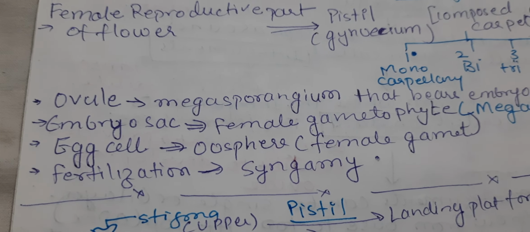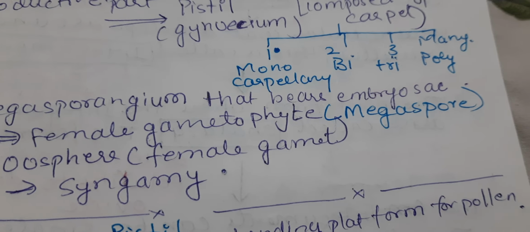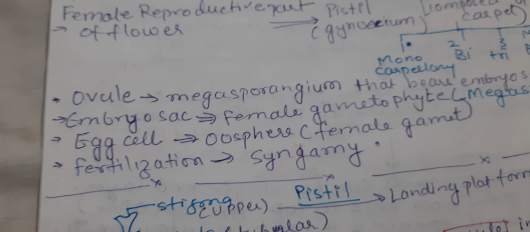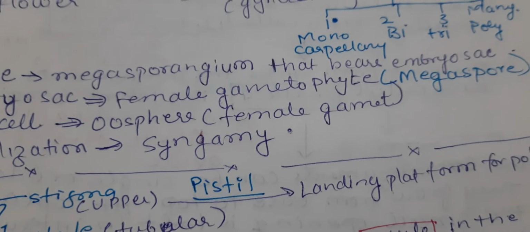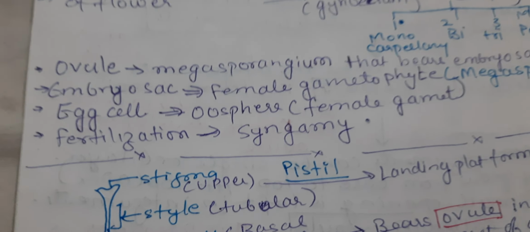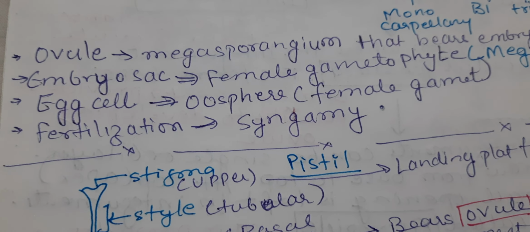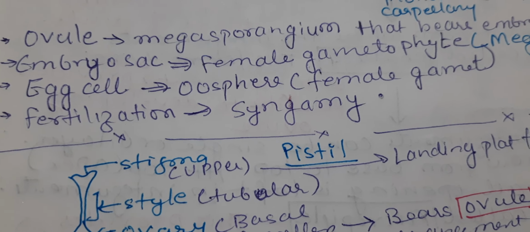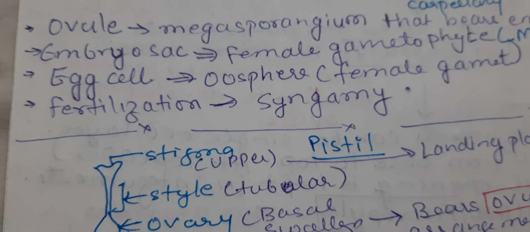Next is ovule, which is known as megasporangium, and it bears the embryo sac. Embryo sac is known as female gametophyte or megaspore. The egg cell, which is also known as oosphere or female gamete, and fertilization, which is also known as syngamy.